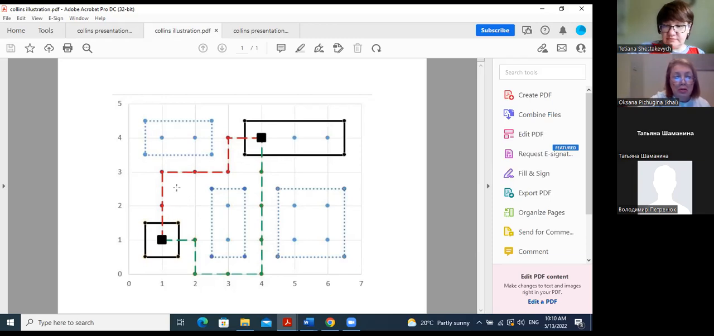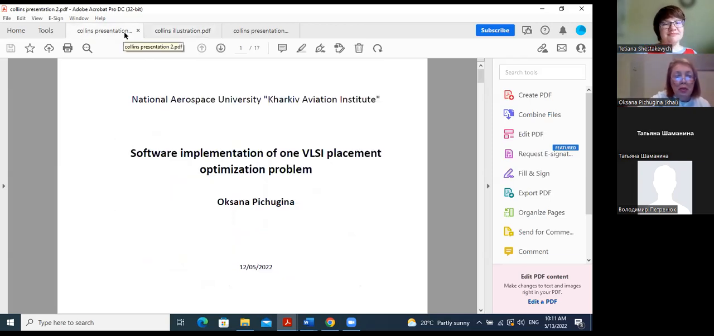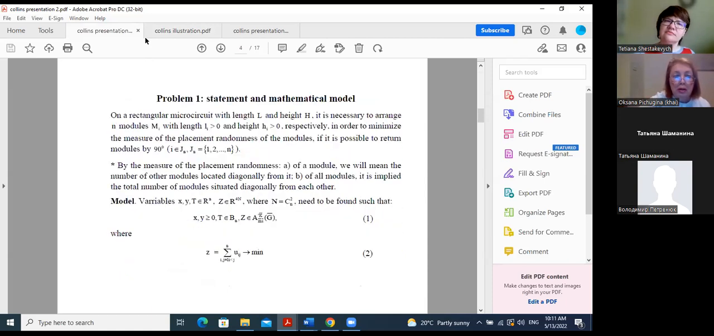In routing problems, we have a scheme of which modules have to be connected. We have a scheme of the wires, and the wires can follow only horizontal and vertical lines, with connections at certain points. So this is a representation of these two problems. My presentation will be mostly about mathematical modeling, because I am presenting the mathematical modeling parts.